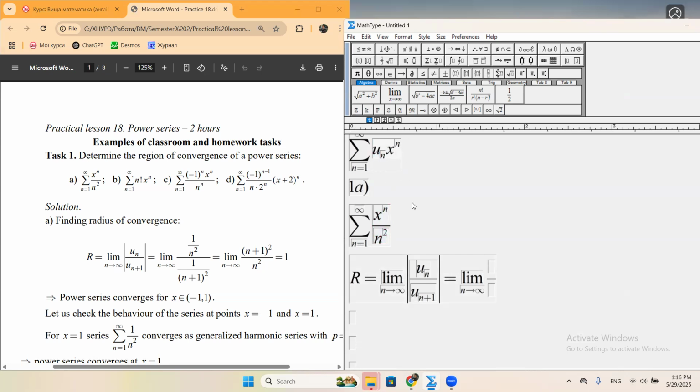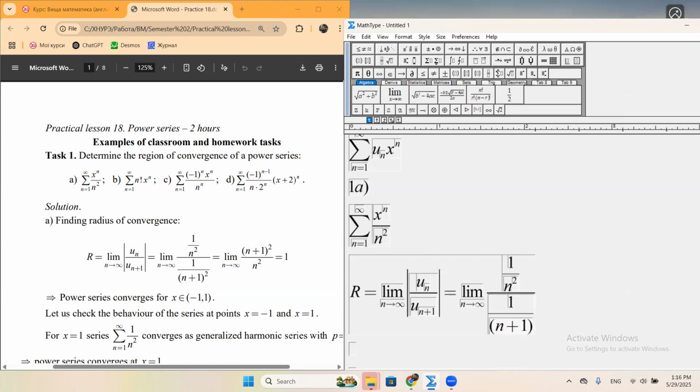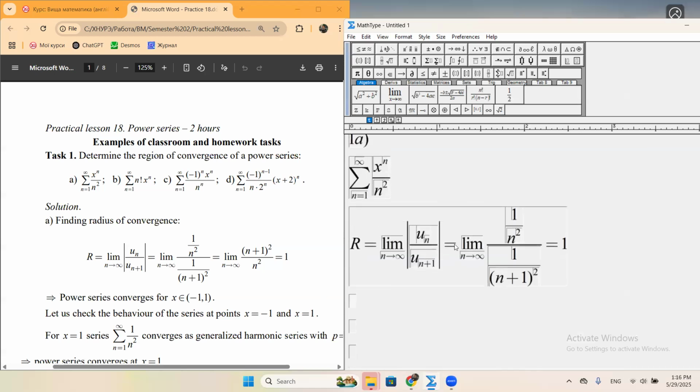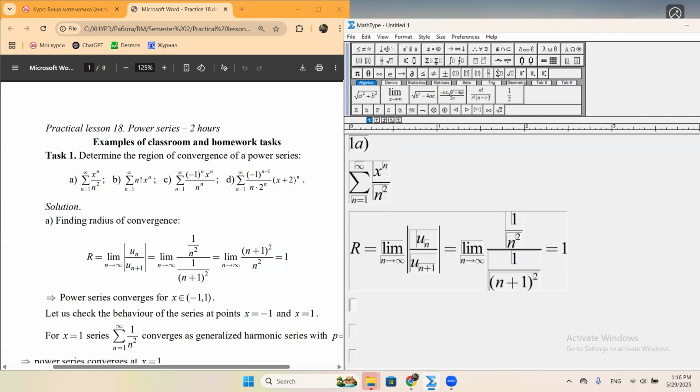Okay, let me write down u here. So 1 over n squared divided by 1 over (n+1) squared. And it equals 1, and it means that the radius equals 1. It means that the series converges for x from -1 to 1.